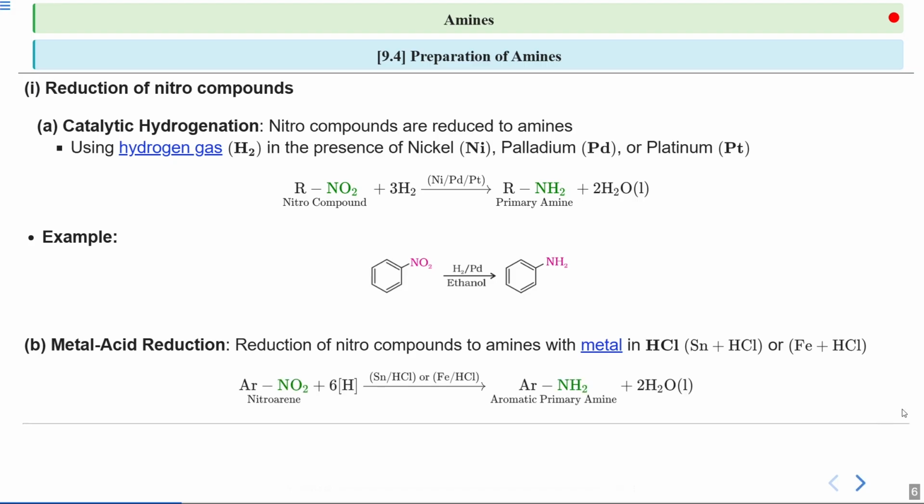If you look at this specific example, here we have a nitroarene. This is reduced to an aromatic primary amine. You can see over here that the NO2 group is reduced to the amino group. So this is reduced to an aromatic primary amine using tin or iron, that is Sn or Fe, along with HCl. The metal donates the electrons and the acid provides hydrogen ions, and they work together to convert the NO2 group into the NH2 group.